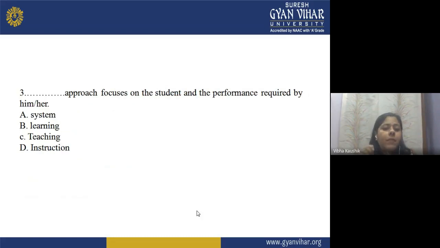The third one: dash approach focuses on the student and the performance required by him or her. Options are A, system; B, learning; C, teaching; D, instruction. So the correct answer is A. System approach focuses on the students, meaning all the focus of the teaching learning process is on the student and the performance required by him.